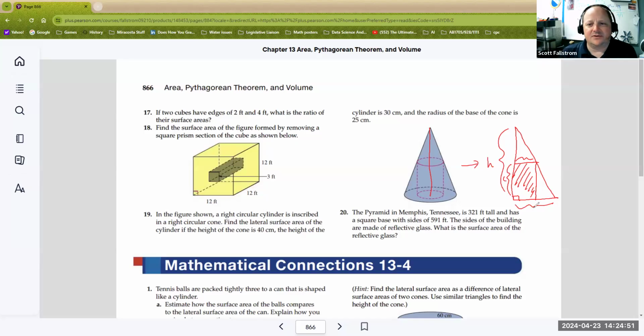Your goal is to find the lateral surface area, which means you're probably going to need this length right here. And there you go. That might be all you need. Oh, it's the lateral surface area of the cylinder. Oh, I was finding lateral surface area of the cone. Okay, so that means I need this part. So yeah, you just need to find this other radius.